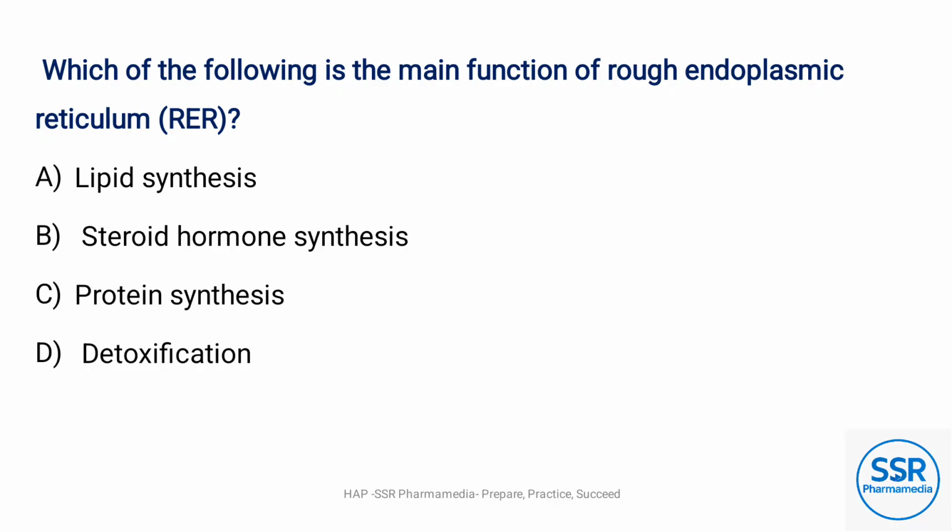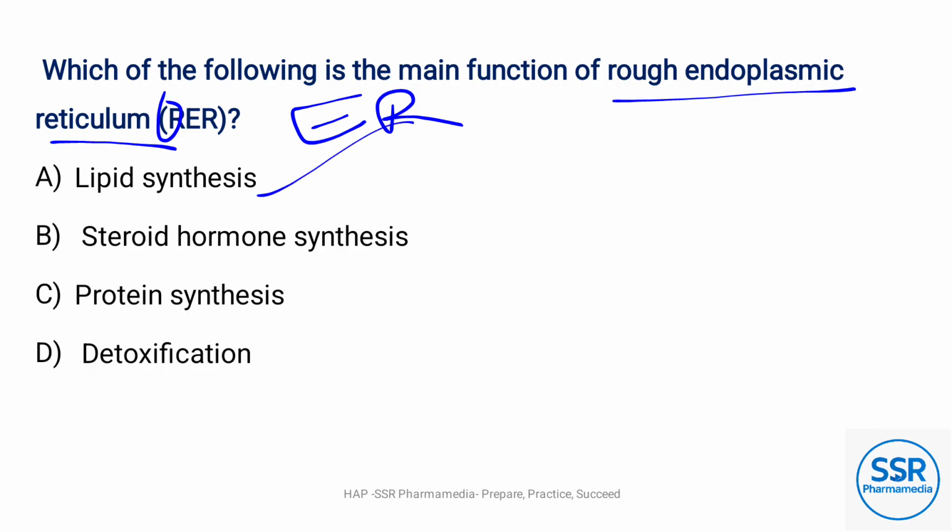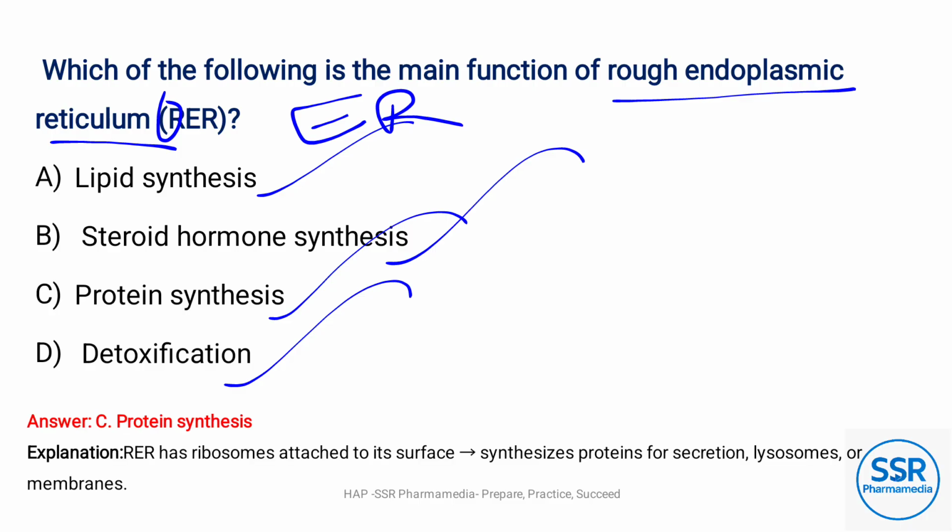So next question, which of the following is the main function of rough endoplasmic reticulum? RER means rough endoplasmic reticulum. Option A, lipid synthesis. Option B, steroid hormone synthesis. Option C, protein synthesis. Option D, detoxification. So the answer is C, protein synthesis.